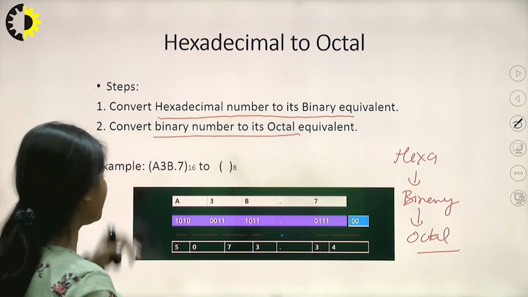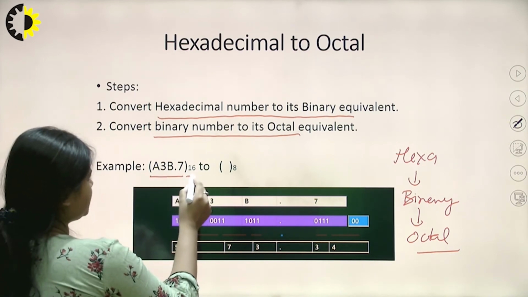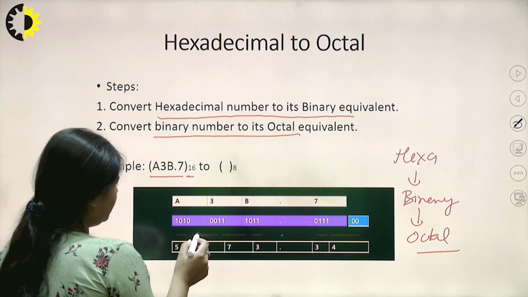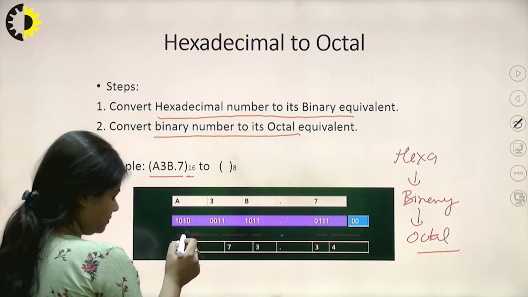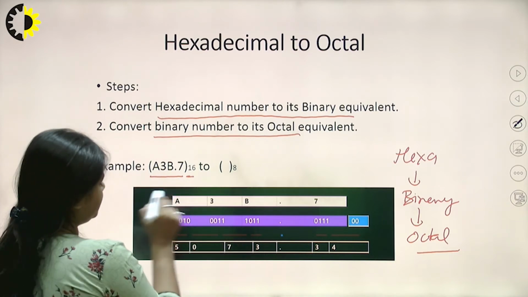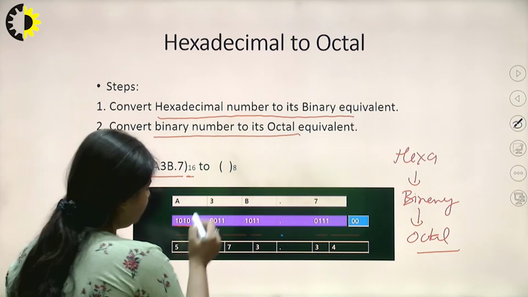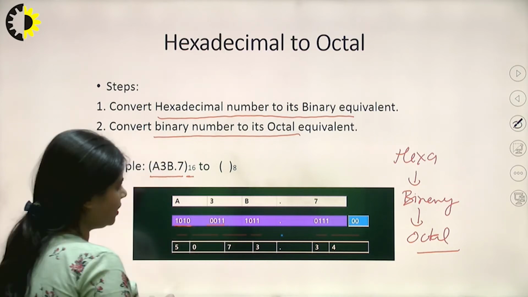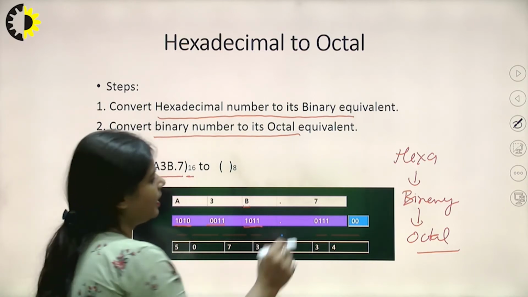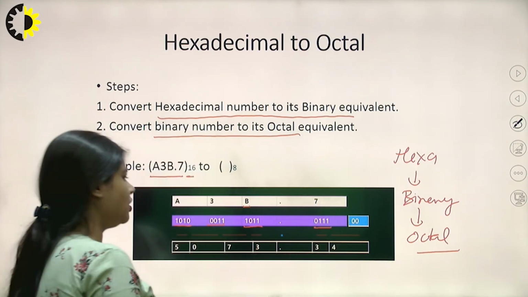So first of all, we are having a hexadecimal number A3B.7 in base 16, meaning hexadecimal. We are going to write the binary equivalent for each digit. For A, we are having 1010 in binary. For 3, we are having 0011. For B, we are having 1011. And for 7, we are having 0111.